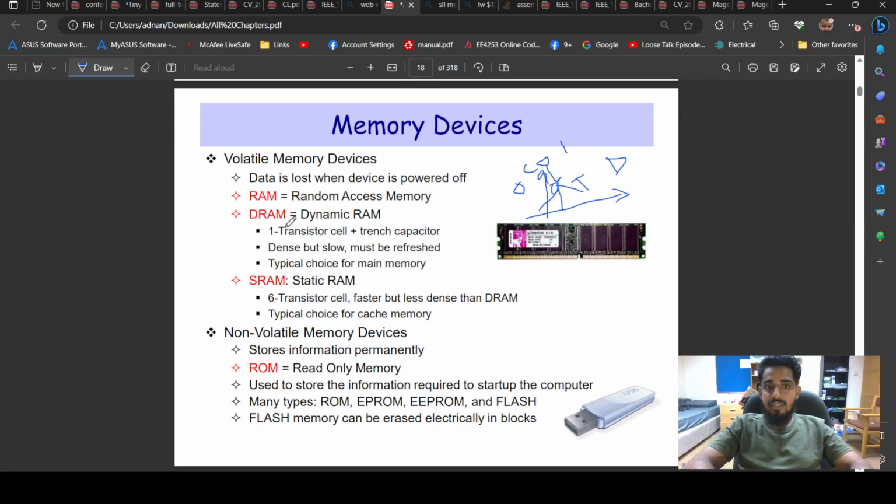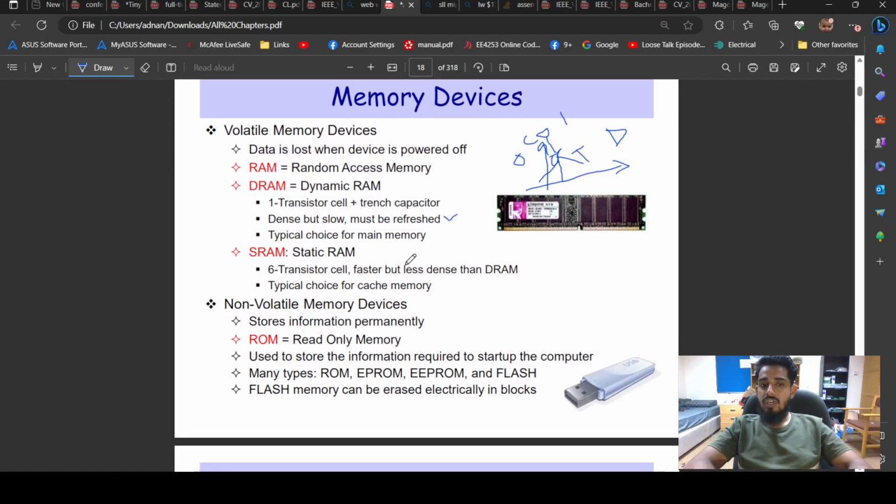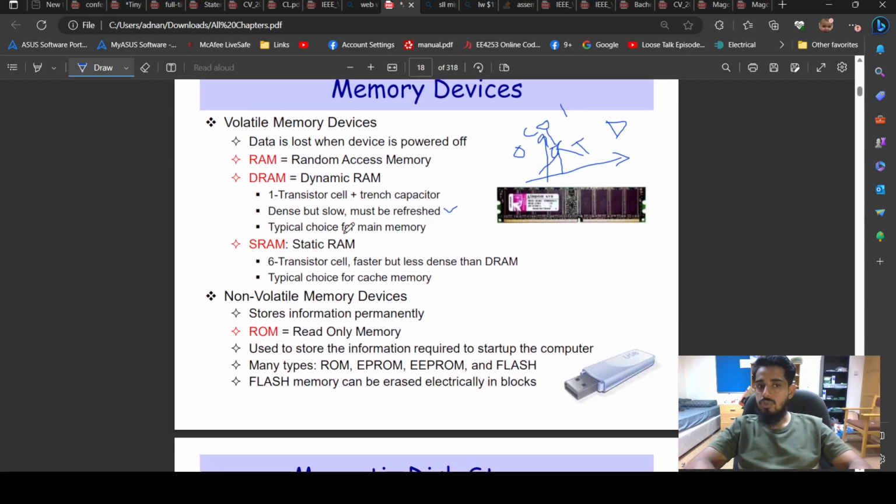Here it's written: one transistor cell and one trench capacitor, and it's dense but slow. It must be refreshed, as I told you. And it's a typical choice for main memory. For main memory we mostly use dynamic RAM.